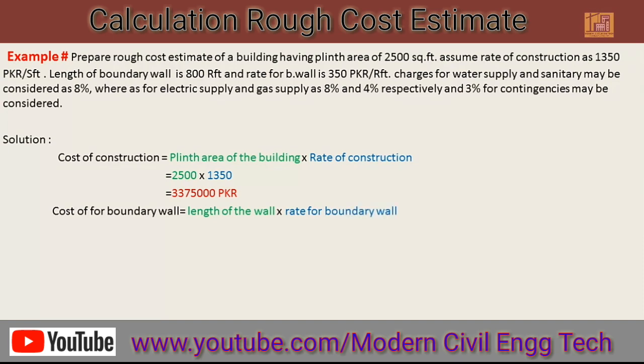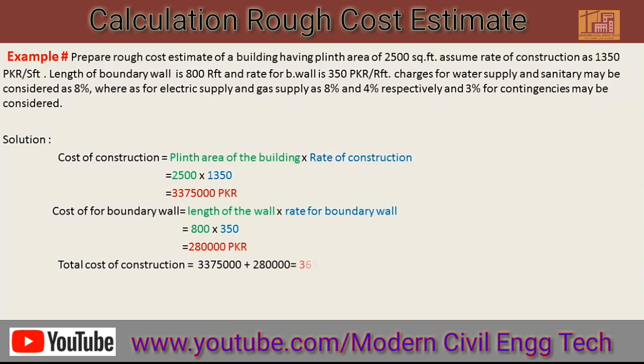Now we can calculate the cost for boundary wall, equal to length of the wall multiplied by the rate per boundary wall. So the length of the wall is 800 running feet, and the rate of construction per boundary wall is 350 Pakistani rupees. So the answer will be 2,80,000 Pakistani rupees. Now we can add the cost of boundary wall and cost of construction. So the total cost of construction will be 36,55,000 Pakistani rupees.